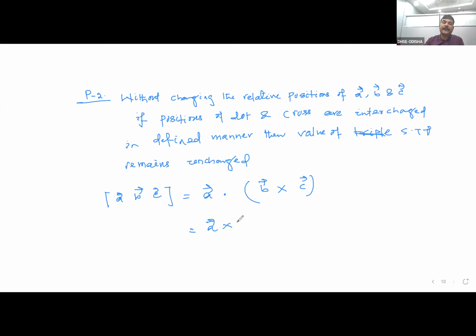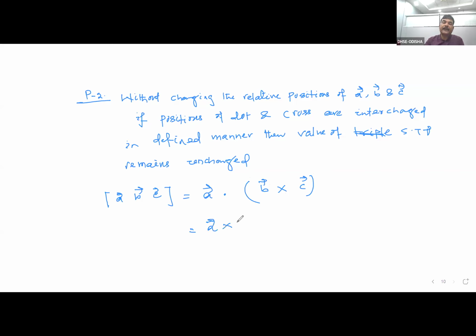Property 3 says that if any two of the three vectors A bar, B bar, and C bar are either parallel or equal, then box product ABC equals 0.